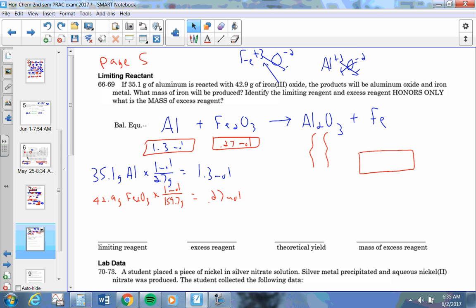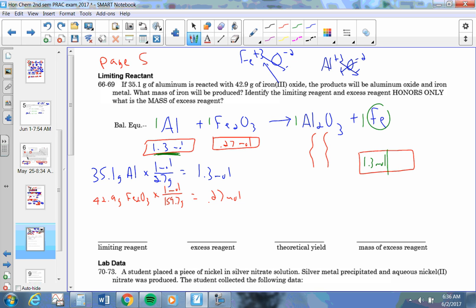The way I like to do this is, what I'm after over here is iron, so I'm going to draw a box. I have enough aluminum, 1.3 moles. Well, let's see. The nice thing, this is an easy one. It's a 1 to 1 to 1 to 1 ratio. For every 1 mole of aluminum, I'll get 1 mole of iron. Well, I've got 1.3 moles of aluminum, so I have enough for 1.3 moles of iron. But I only have 0.27 moles of iron 3 oxide, so I can only make 0.27 moles. That's the smaller number. That's all I can get. I'm going to cross off that number. I'm not getting 1.3 moles. I only have enough for 0.27.